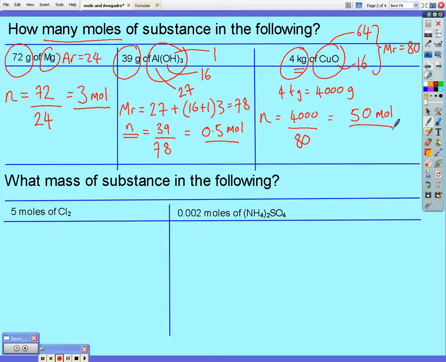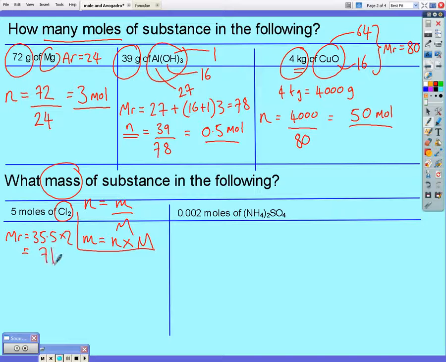Now what happens if we want to work out the mass of a substance if we're given the number of moles? Well, we're just going to use the formula we've shown already. Number of moles is equal to the mass over the molar mass. Of course, if we rearrange that, we find that the mass is equal to the number of moles multiplied by the molar mass. Chlorine, a diatomic gas. Remember Mr. Brinkelhoff? Diatomic gas, so its MR is 35.5 times 2, which is equal to 71. So the mass we have will be equal to 5 multiplied by 71, which is equal to 355 grams.